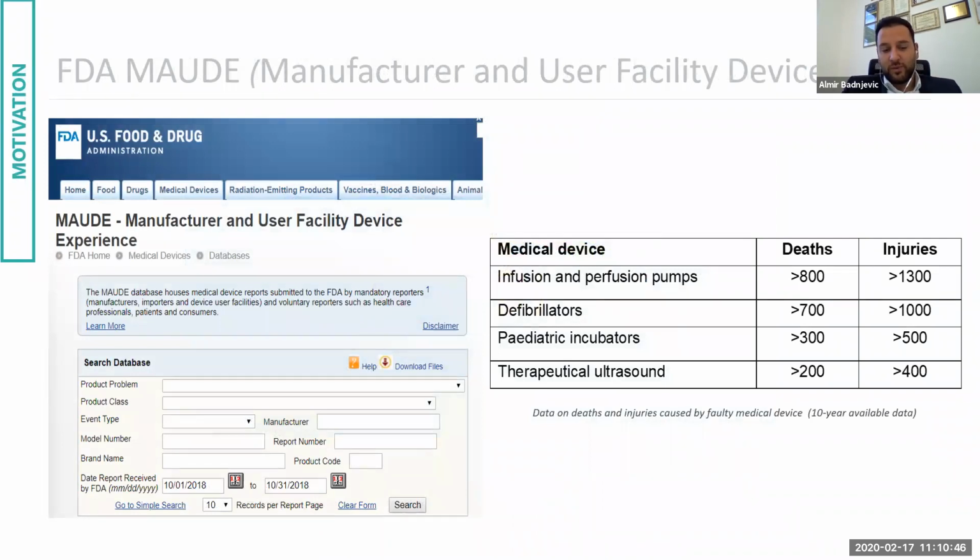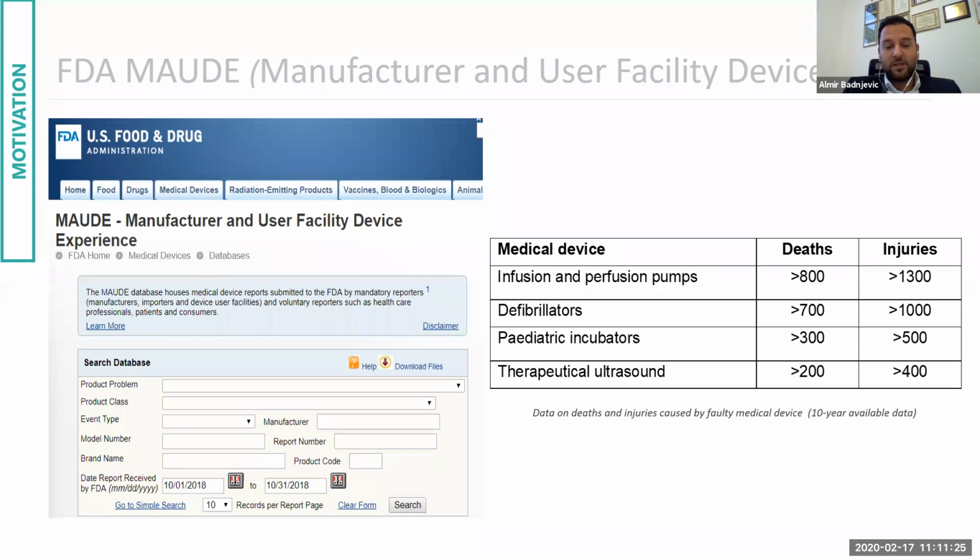When we go to the numbers, because if you want to change something, you have to find the numbers, because those numbers must prove what you are doing. For example, in the last 10 years, we can find on the U.S. Food and Drug Administration, or FDA, that more than 800 patients died because of problems with infusion and perfuser pumps, that more than 700 people died and more than 1,000 were injured by defibrillators, more than 500 were injured by pediatric incubators, etc., etc.